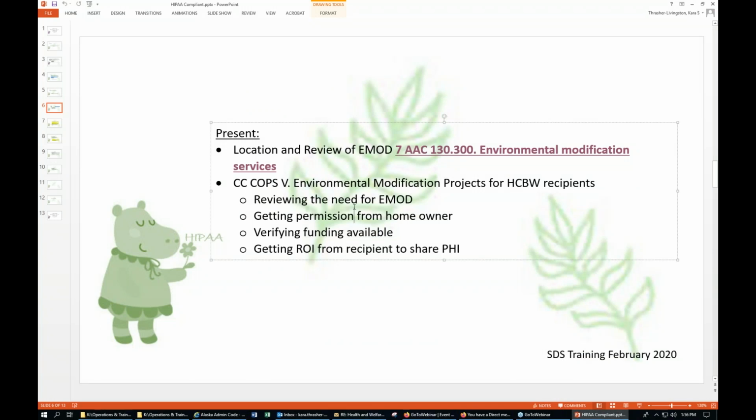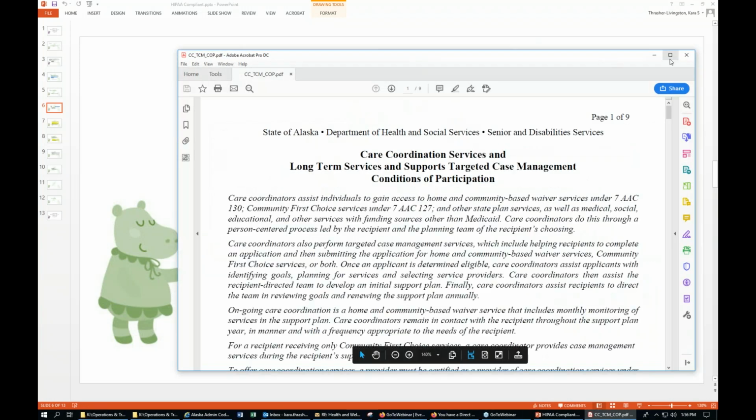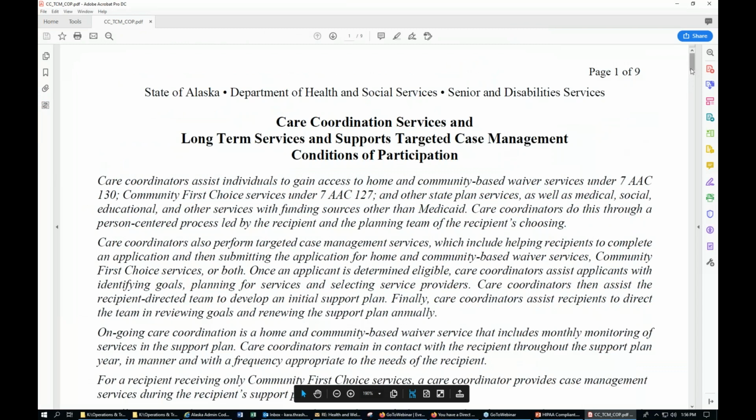Okay, so in your conditions of participation for a care coordinator, there's quite a lot out there on that document that is your responsibility as the care coordinator. I just want to grab a copy of the highlighted one that I was working from, I guess I should say, and throw it on the screen. So we don't have to read the whole thing, of course. I'm going to pause it and I'm going to scroll down. You have this in your downloads as well.